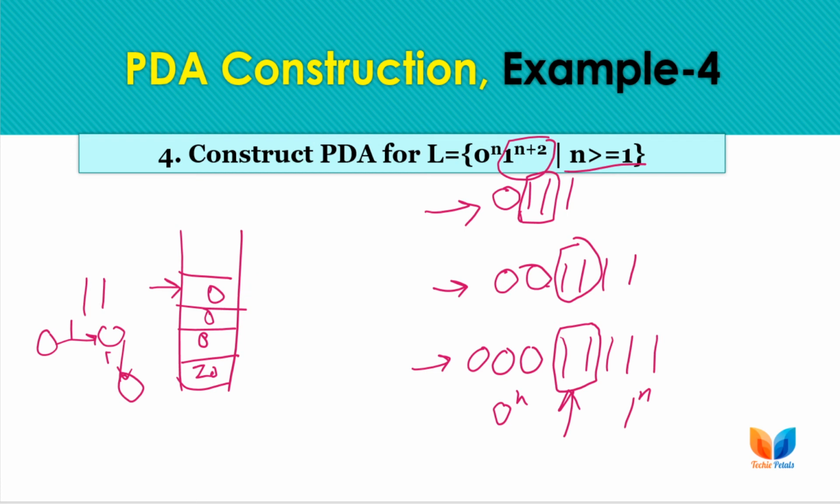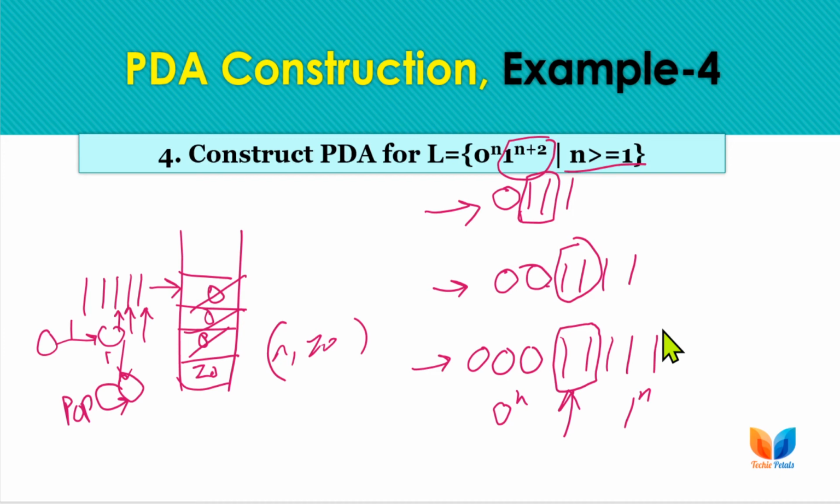After this, for all other ones, we make a pop operation. Starting from the third one, we cancel out all the zeros. The fourth and fifth ones do the same. Now the input is null and the stack top is Z0, and we can show acceptance. So we just consider these first two ones, because we need two extra ones. If we have the condition n plus 3, then we have to consider 3 extra ones. This depends on the question and the context free language given to you.